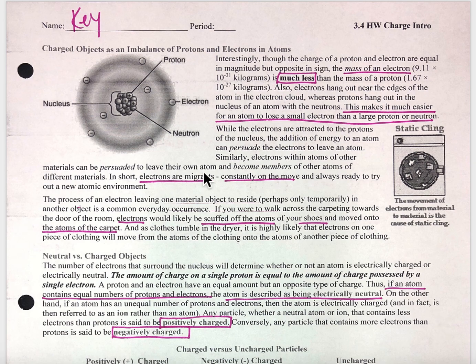So electrons are migrants. They are constantly on the move. So electrons can scuff off onto your shoes. It's very easy for them to move because, again, if we look at the structure of the atom here, electrons are on the outside, and then in the center, in the nucleus, we have protons and neutrons. This basic structure of protons and neutrons in a nucleus and electrons on the outside around the nucleus is something that you will be expected to know for your quiz.